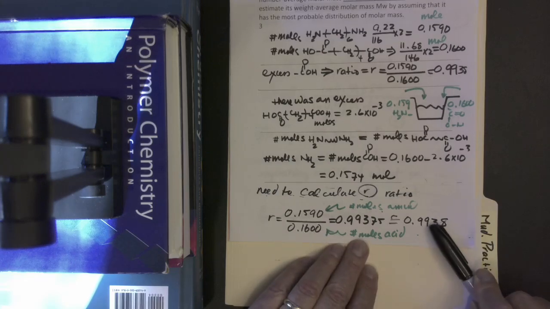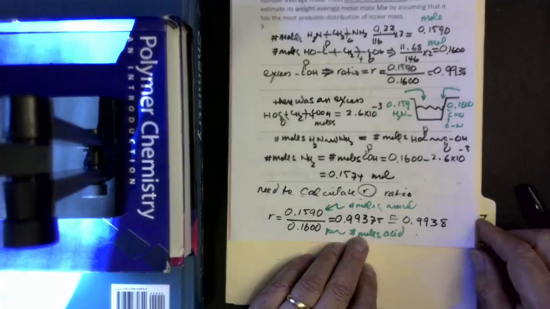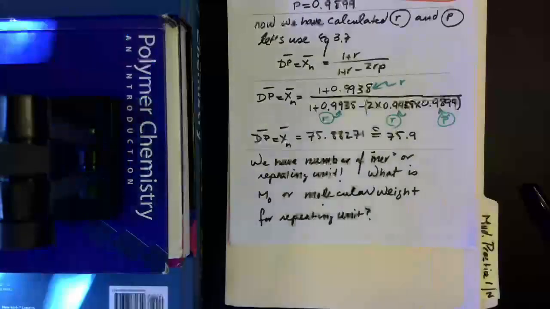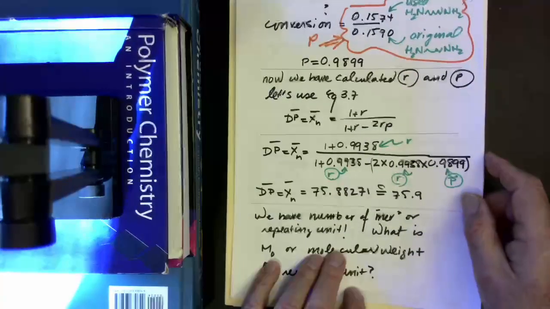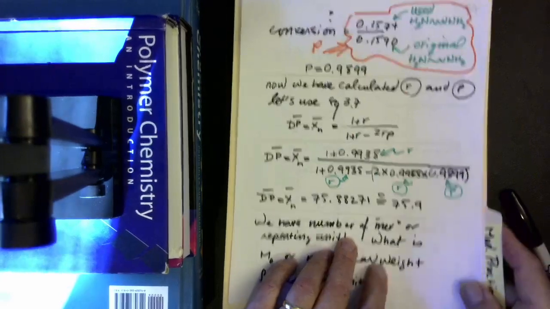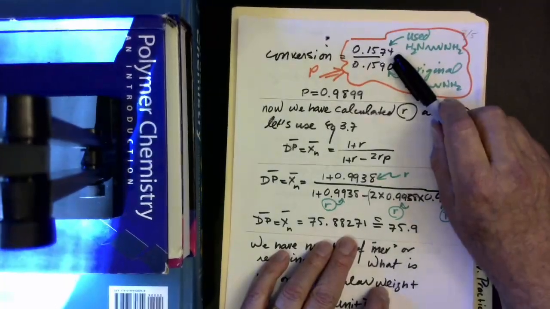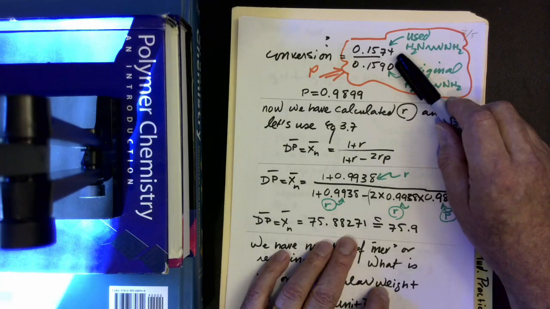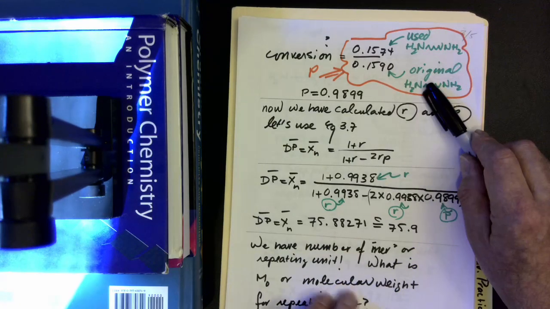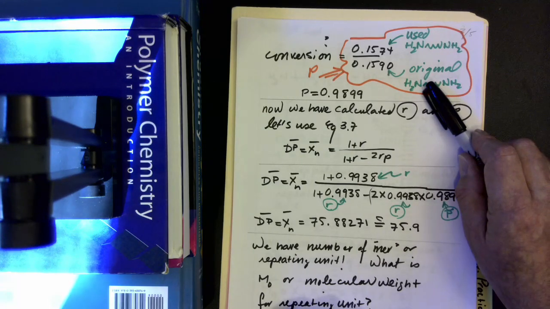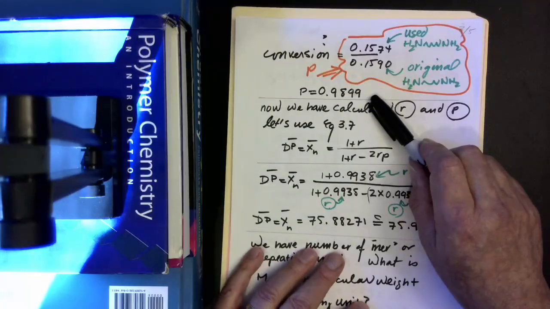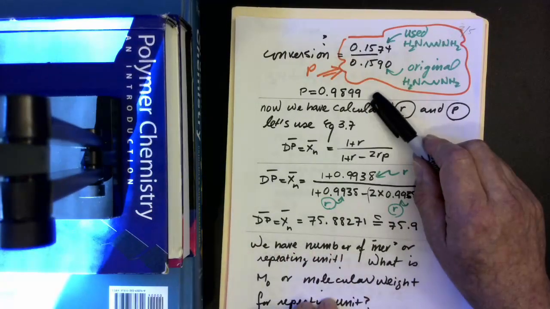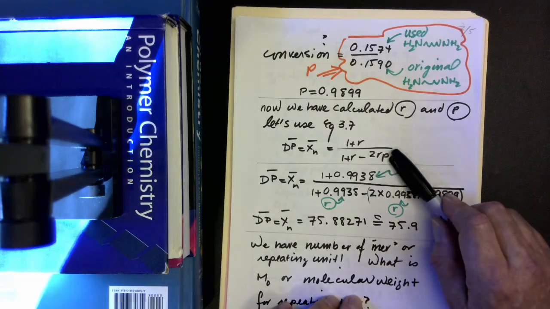The next thing we need to do is to measure the P. P, if you recall, is a conversion. So now let's look at how we are going to measure conversion. The conversion is really the ratio of the actual amine that we use, which we just calculated, 0.1574, over the original moles that we started with, which was 0.1590. So the percent conversion is very high, but it's not 100%. It's 0.9899.